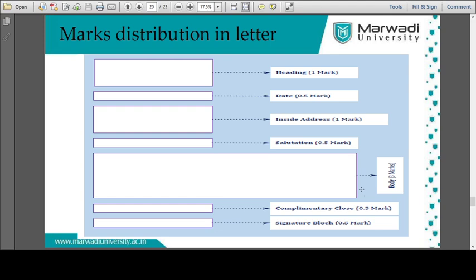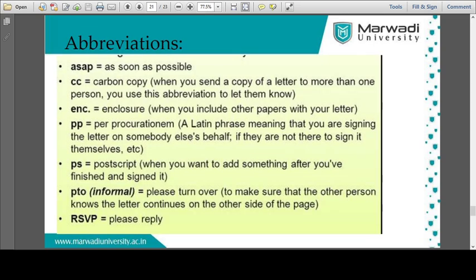If you get less or more marks, it will depend on your structure, your layout, as well as your language and your tone. There are some abbreviations you can see on your screen. For example, ASAP means as soon as possible. CC is an abbreviation, and you know that an abbreviation means a short form.